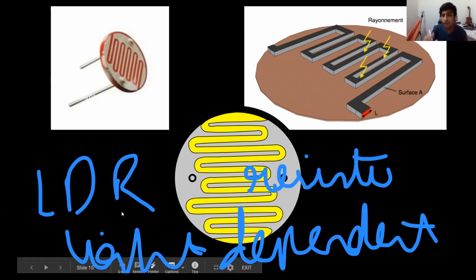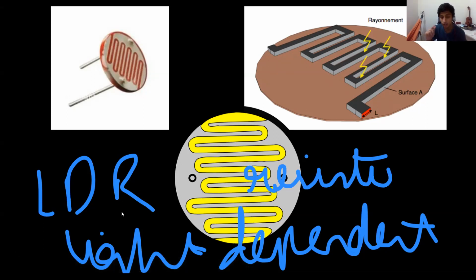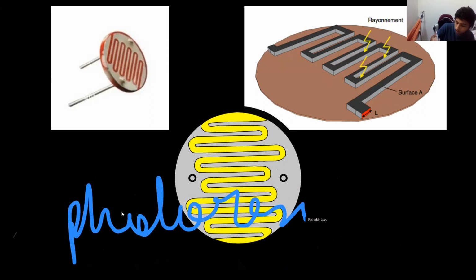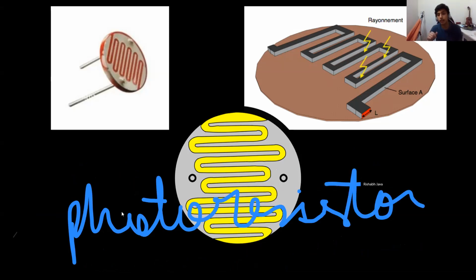Okay, so an LDR, yes, we did. I'm going to be talking about how an LDR works now. An LDR is also called a photoresistor. It is a type of resistor, but it is made up of a different kind of material that changes the value of resistance based on the light that is incident on it.